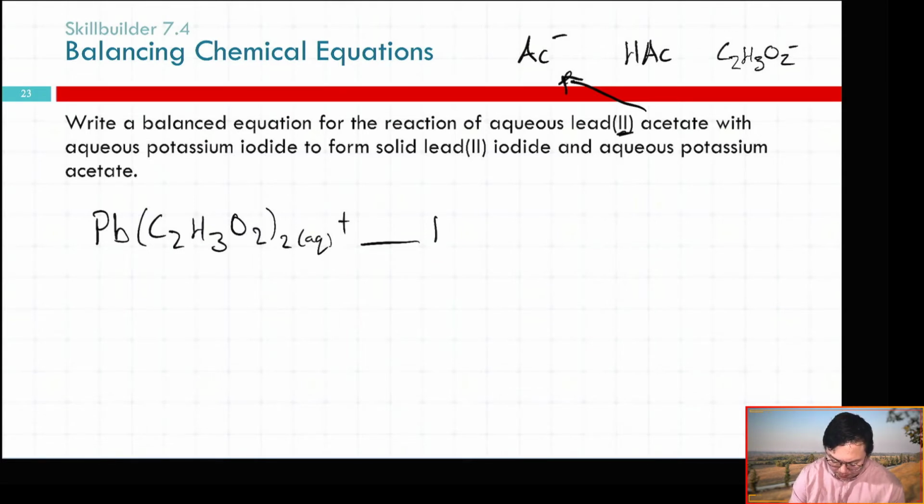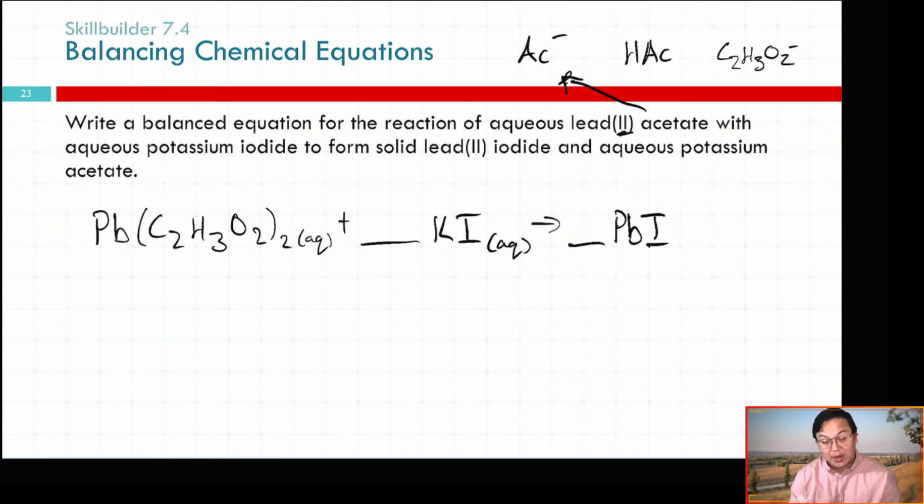So potassium iodide, aqueous potassium iodide. We know potassium is a 1A element, so it has a +1 charge. And iodine is in 7A, so iodide has a -1 charge. So we get KI, and we'll do aqueous. And then we're going to form solid lead iodide, leaving space for coefficients. Remember, iodide has a -1 charge, and lead has a 2+ charge. So we're going to get lead iodide, PbI2. And then we'll end up with aqueous potassium acetate.